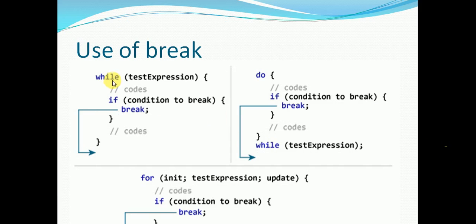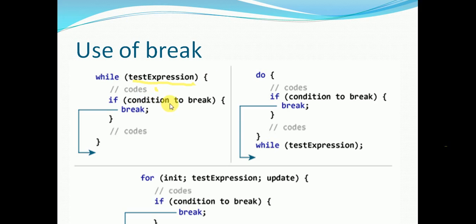Now here, while test expression. In the last example, what we did with continue, the same example here also. What happens here? While tests the expression. If this expression is true, control enters into the while loop. Why? Because we are opening the flower bracket here. This code is executed for the first time.